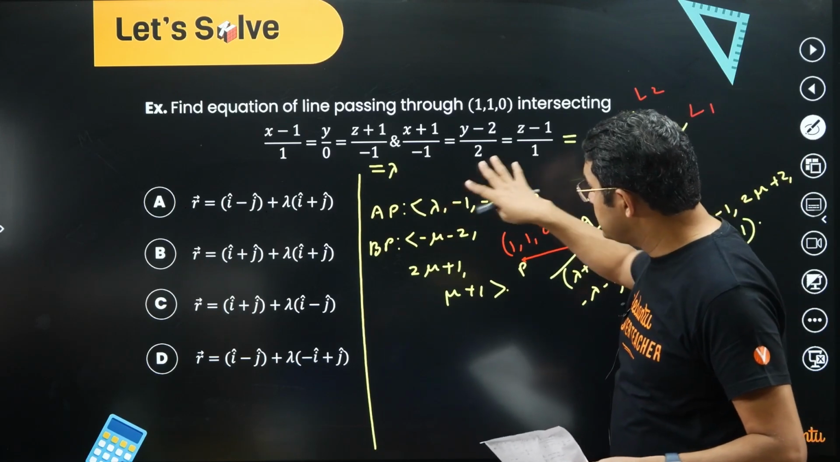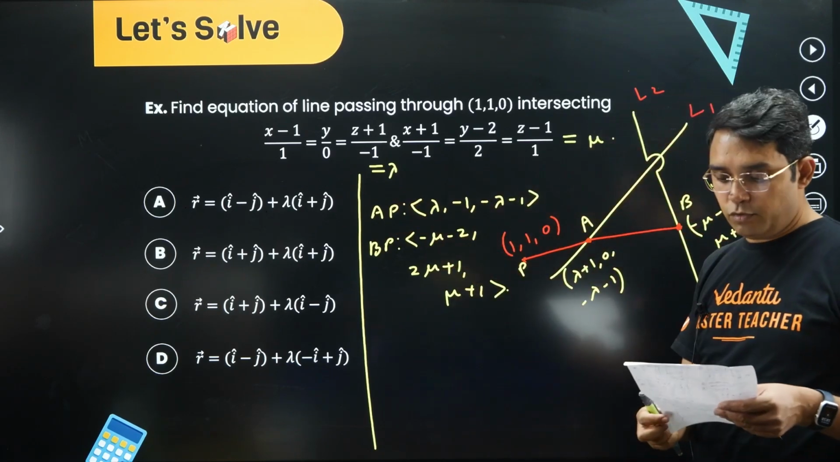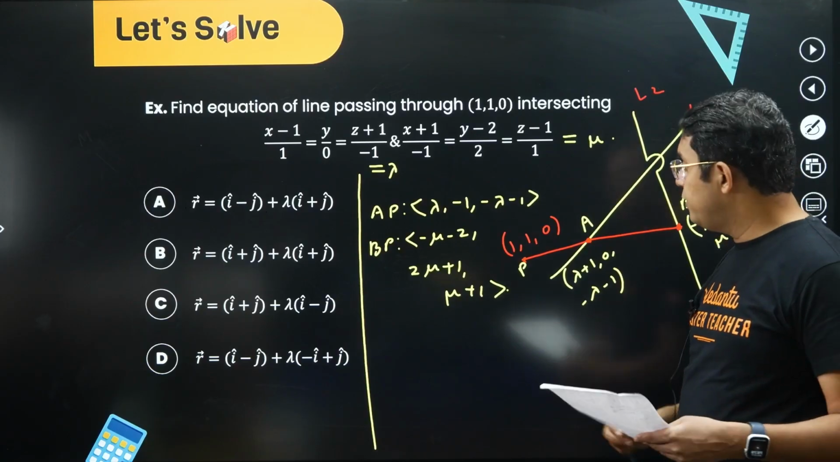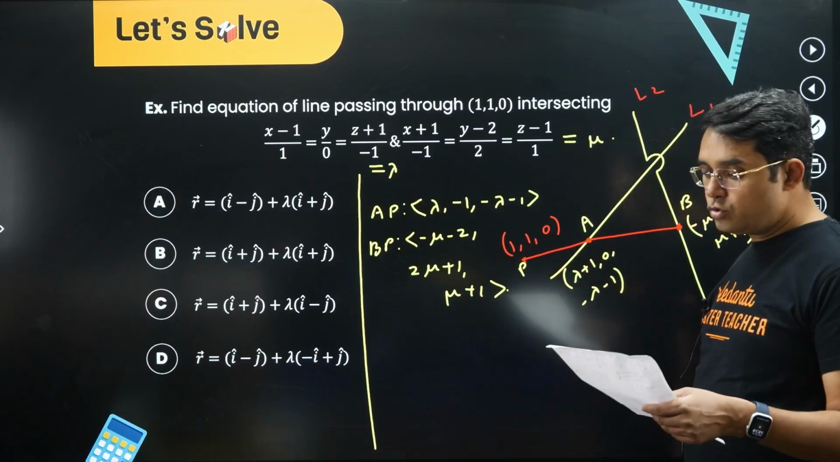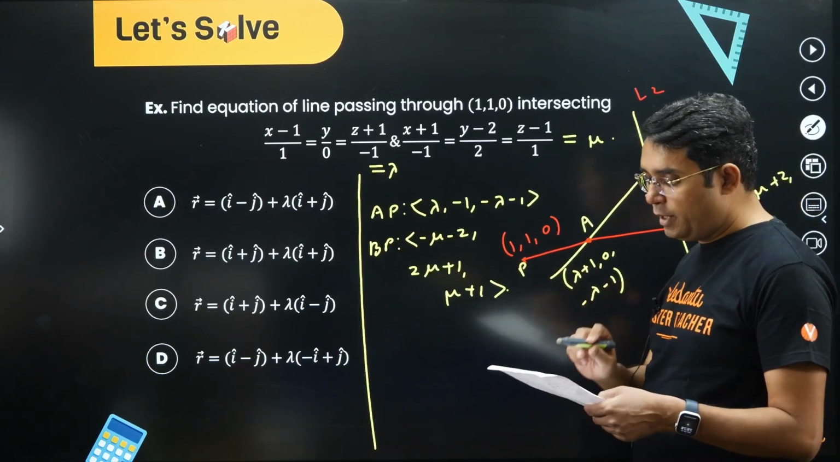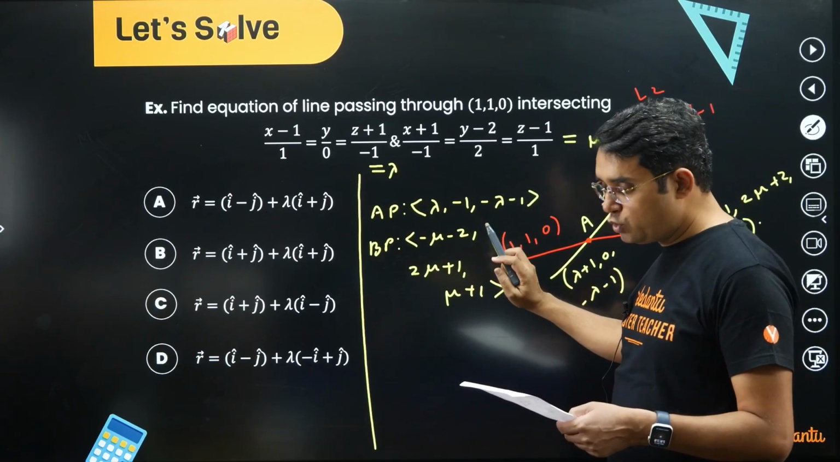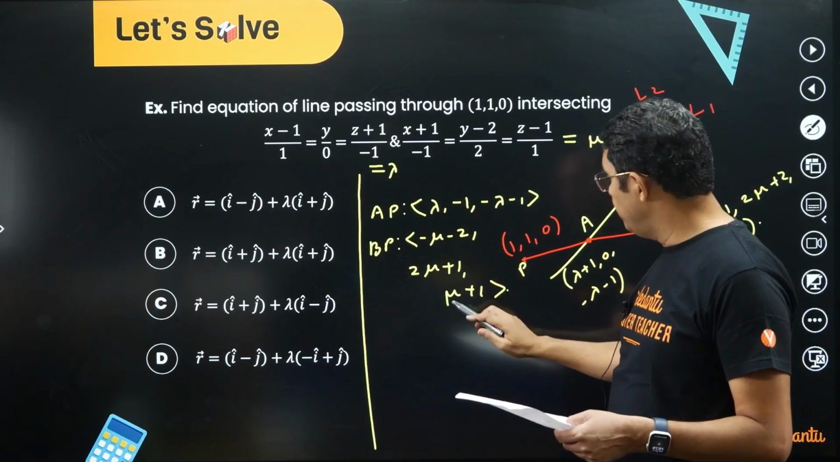These three numbers of AP and these three numbers of BP should be proportional, and then we can find the values of lambda and mu. And how to solve it, let me do it on the next slide. Let me check my numbers. Lambda minus 1, minus lambda minus 1, minus mu minus 2, and 2 mu plus 1, mu plus 1.